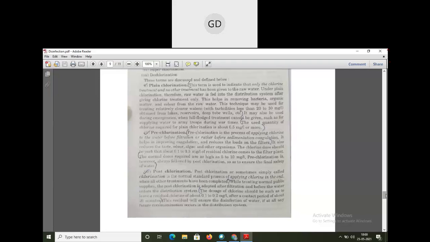When you treat public supplies, post-chlorination is done after your filtration process and before the water enters the distribution system. So what is the dose of chlorine that should be added? It is 0.1 to 0.2 milligram per liter. And what is the contact period? The contact period is 20 minutes.